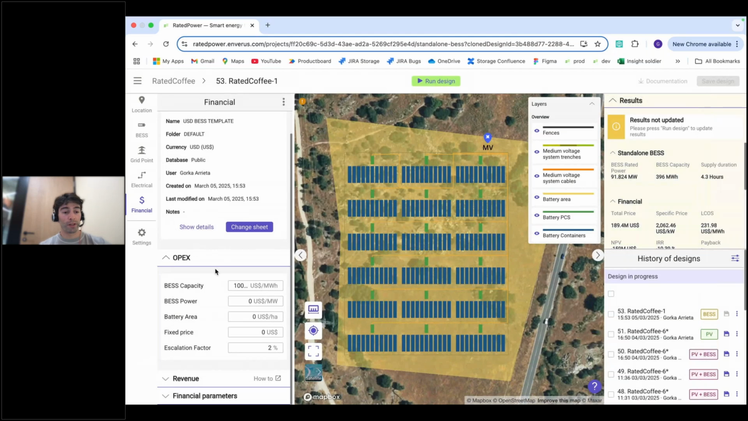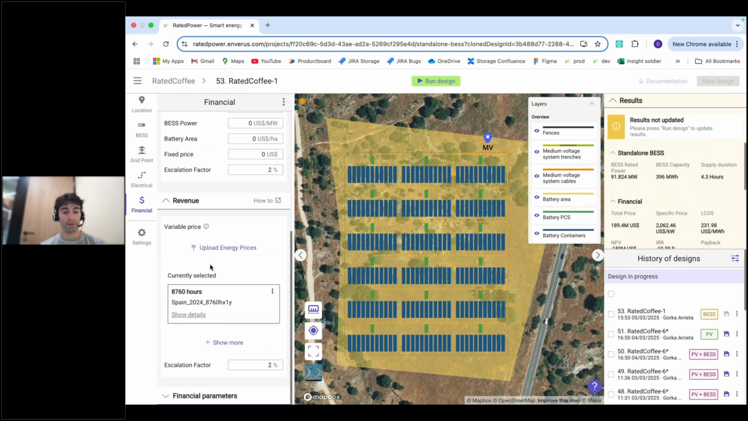You can define the OPEX, the operational cost. Well, it's in US dollars, but you can change the currency from the settings. It's for BESS capacity. You can define the OPEX by power for the battery area. You can also define the fixed cost, and you can define an escalation factor that will be applied year to year to these figures here. And then you have the revenue.